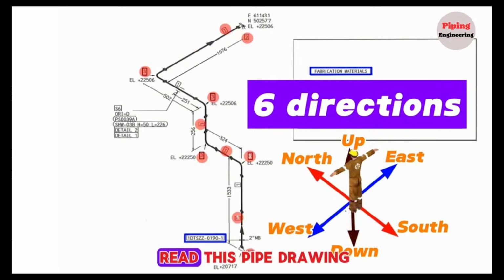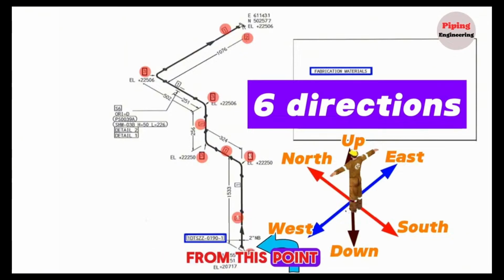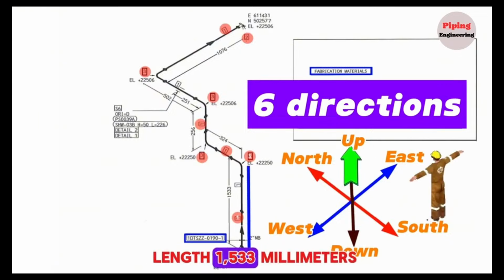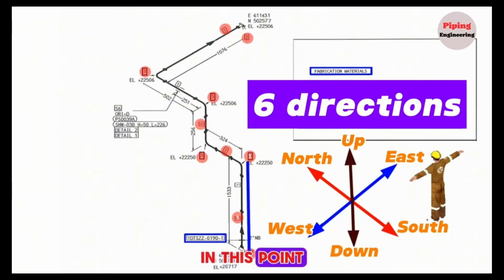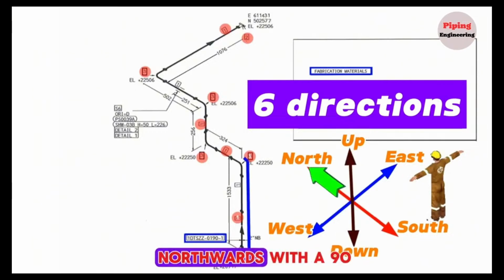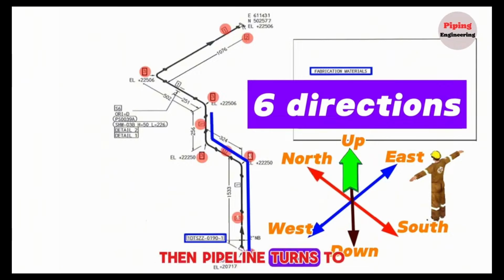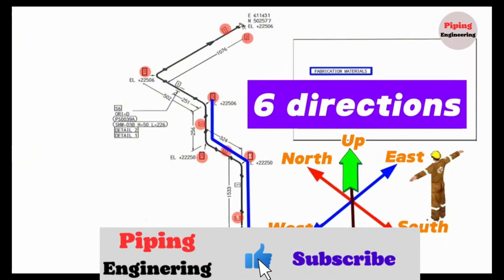We will start to read this pipe drawing from this point. The pipeline starts from this flange and extends upwards a length of 1,533 millimeters. At this point, the pipeline turns northwards with a 90-degree elbow and continues a length of 324 millimeters. Then, the pipeline turns upwards with a 90-degree elbow and continues a length of 256 millimeters.